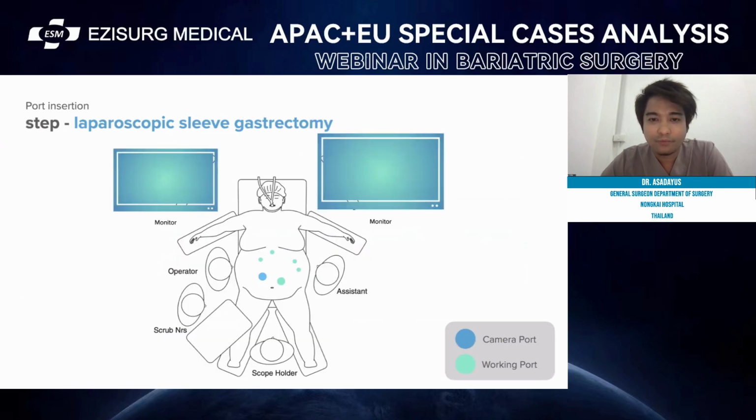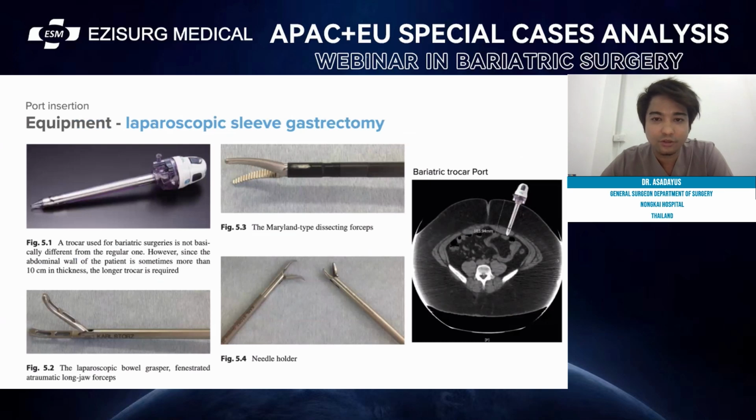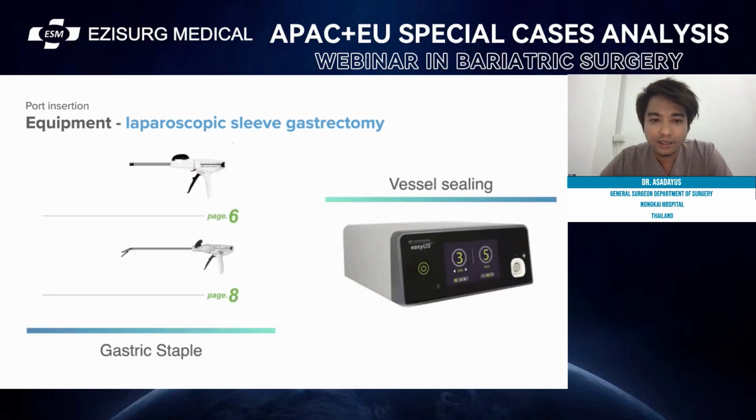For port insertion, we use 12mm ports on the left and right side and the central abdomen, and 5mm ports in the right upper and left upper abdomen. I have the primary monitor on the left side of the patient and the secondary monitor on the right side. The surgeon and the cameraman stand on the right side of the patient, and the assistant stands on the left side. We use a trocar longer than the normal trocar, and I use the staple line, gastric stapler, and vessel sealing.